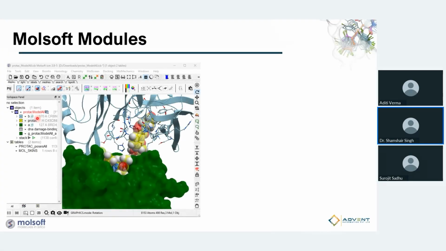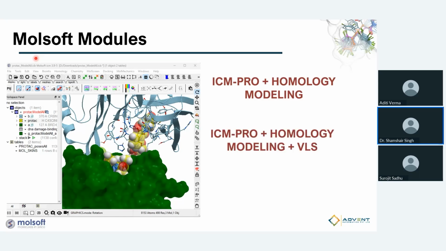Yes. Coming to the modules. So unlike other tools, MolSoft doesn't believe in multiple modules. Just two modules are good enough to carry out your research. The ones we have are ICM-Pro plus homology modeling and ICM-Pro plus homology modeling plus VLS. These two modules are good enough where, starting from your hit identification till the lead optimization, you can use ICM. These two modules are good enough to carry out all the activities like docking, QSARs, and everything can be done, which we would be seeing in the upcoming slides.